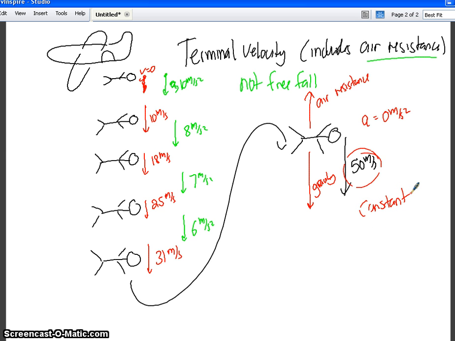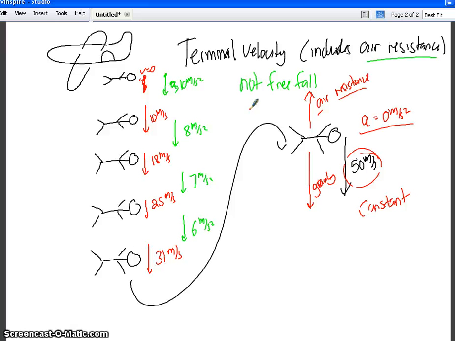So the acceleration slowly decreases until it finally reaches a value where there's no more acceleration. This person cannot go any faster whatsoever, okay? So this person cannot accelerate because air resistance is pulling them back. Now, in free fall, this wouldn't happen. This person would just go faster and faster and faster. But in real life, with air resistance, things do reach a terminal velocity. They can no longer go any faster due to air resistance.